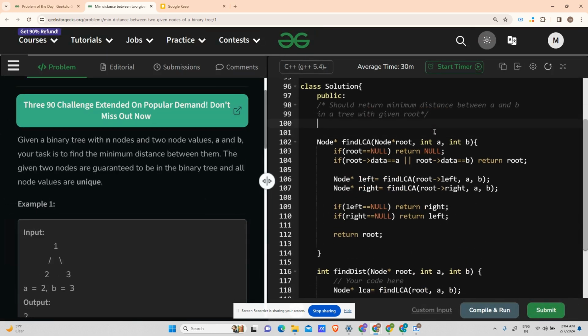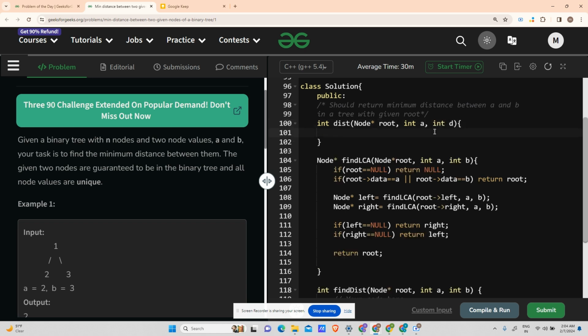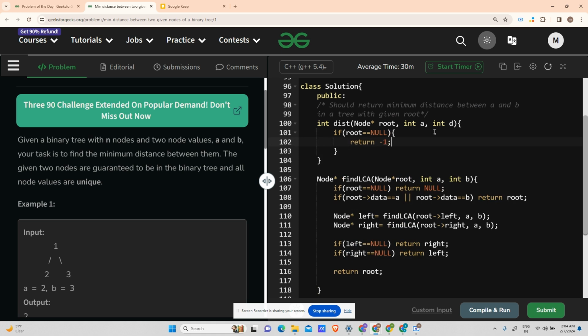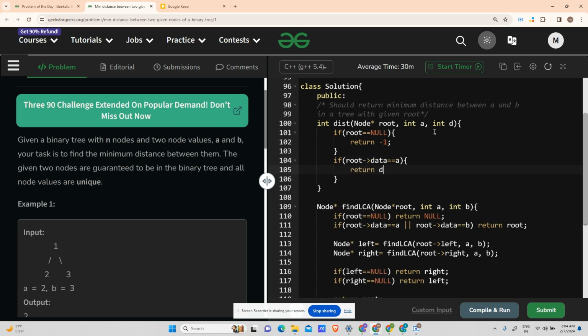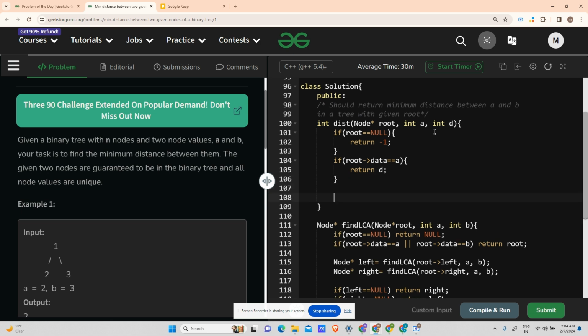Now let us code down the distance function. So int distance, it was taking my root, my value, and my current distance, that is d equal to 0. If my root equals null, in that case return -1. If my root's data equals A, in that case return d. Otherwise find in left and right.